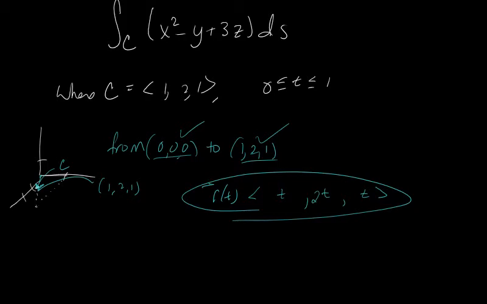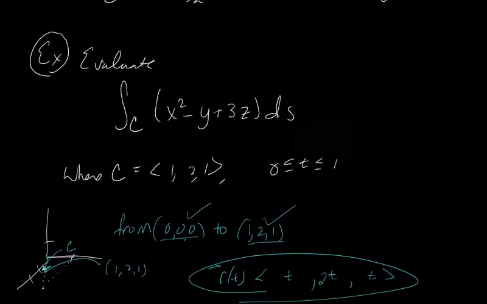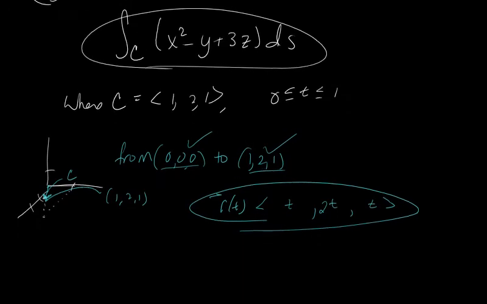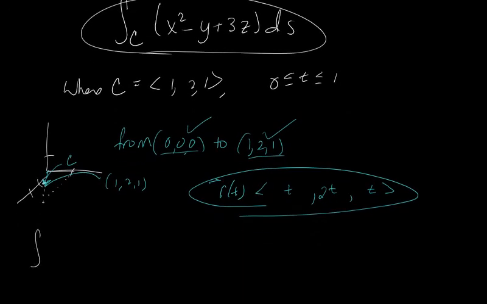Okay, so we have r of t, our parameterized path, and we have our original function. Our integral is going to be from t equals 0 to 1 of f of x of t, y of t, z of t, times the magnitude of r prime of t, dt. I don't need a square root if I'm going to write it as the magnitude. So what is f of x of t, y of t, z of t? We need to know this.